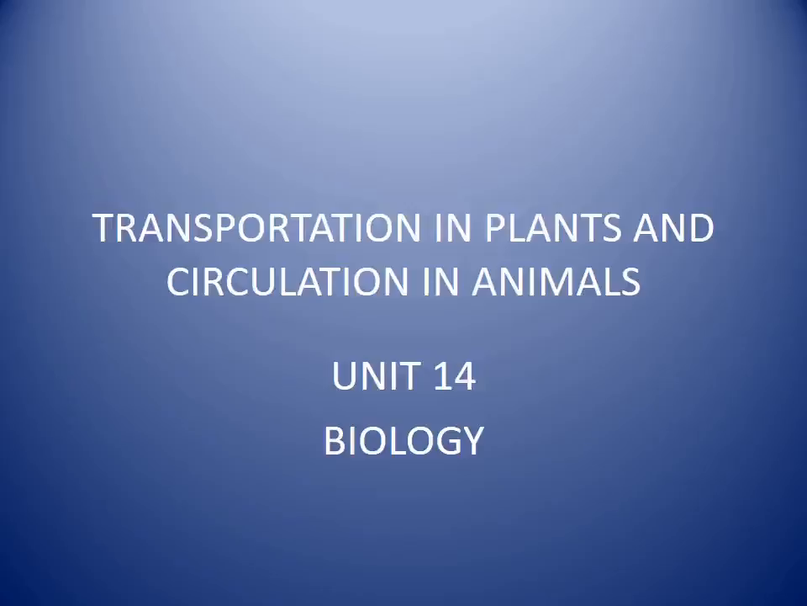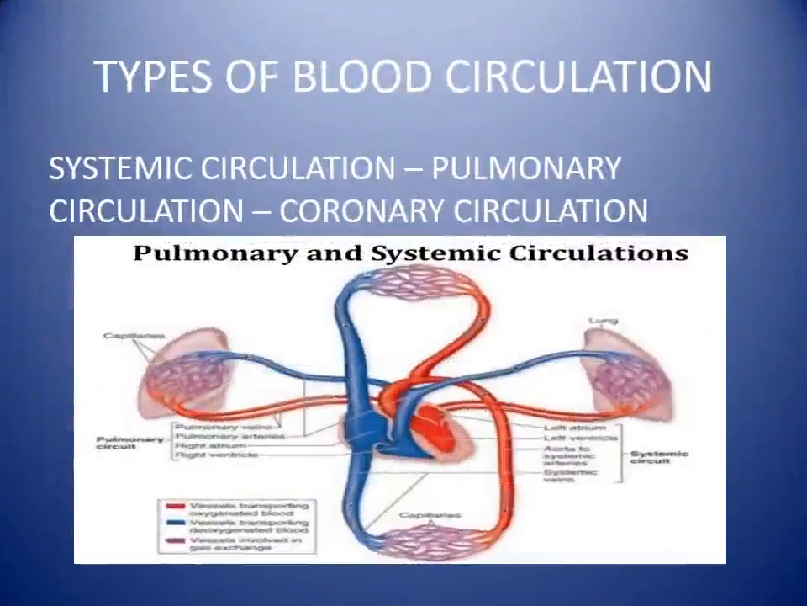Types of blood circulation. What is blood circulation? Blood circulates in our body as oxygenated and deoxygenated blood. The blood takes oxygen and supplies all parts of the body, and collects deoxygenated blood and gives it to the heart. That is blood circulation.